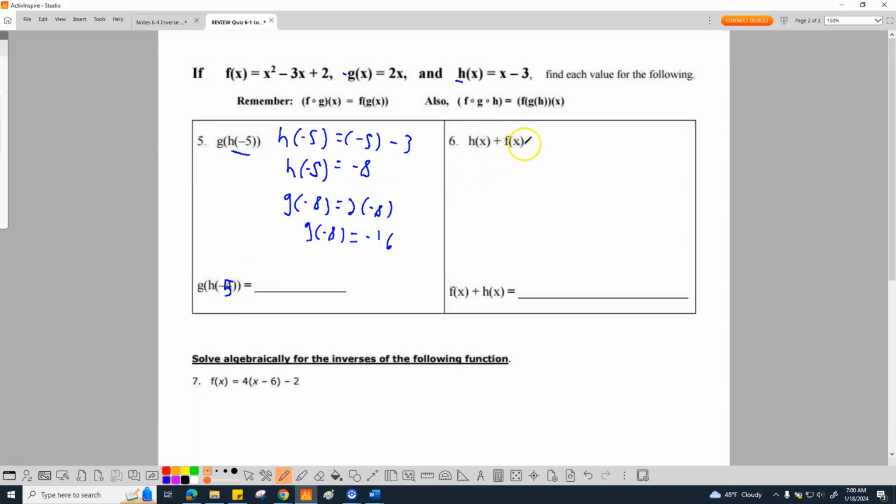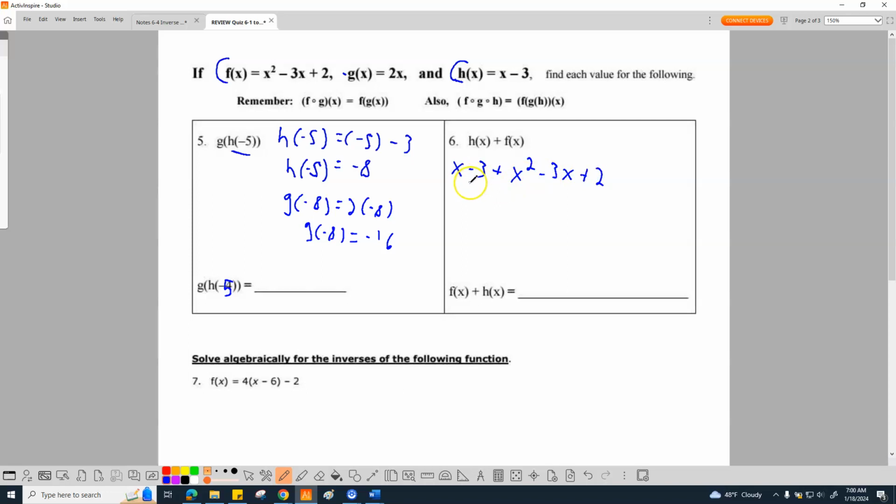This is h of x plus f of x. Do I have an h of x? I do, right there. Do I have an f of x? I do, right up there. Add them together. How do I do that? Write it out. H of x is x minus 3. Cool. I'm going to bring down that plus sign. And then f of x is x squared minus 3x plus 2.